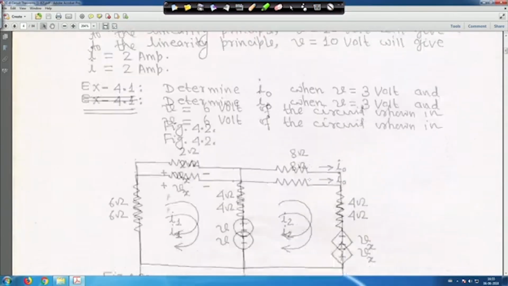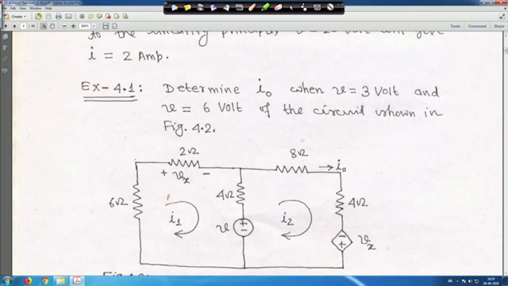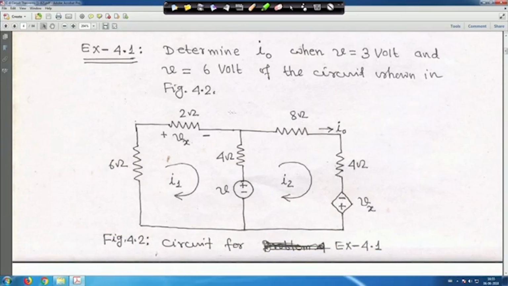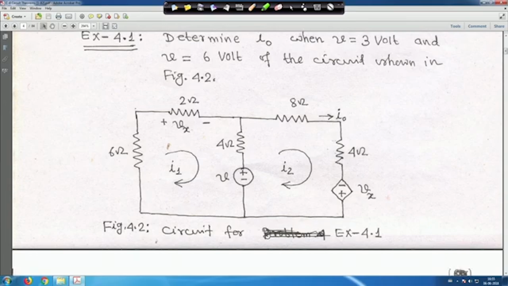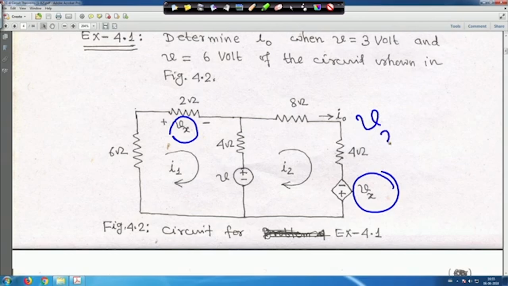Next is: determine I0 when V is equal to 3 volt and V is equal to 6 volt, for the circuit shown in figure 2. In this case you have one dependent voltage source Vx. Throughout, we are using all the equations, KVL and KCL, that we have studied. This voltage is Vx, and Vx is equal to 2 into I1.